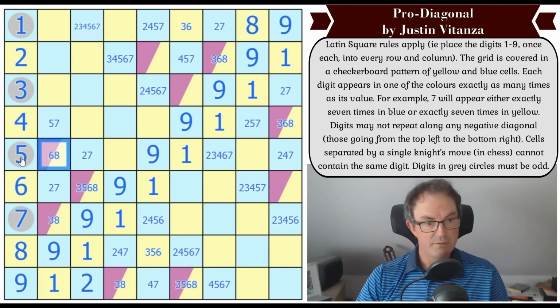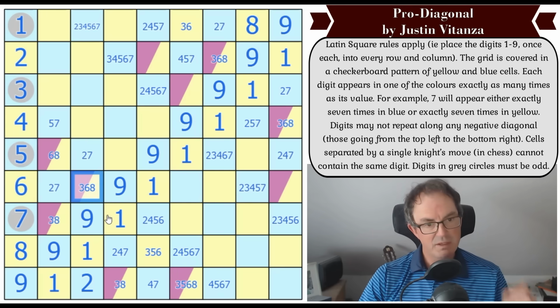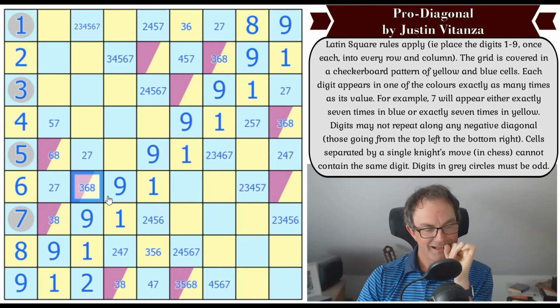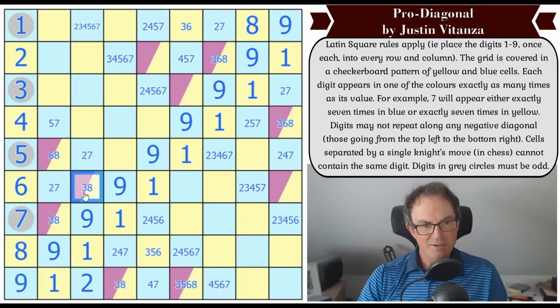That can't be 5. It just sees 5 in its row. And that can't be 5. It sees 5 by knight's move. No, so I don't know what to do. Oh, this is bizarre. It's absolutely bizarre. That can't be 6 because of the 6 here. It's Sudoku, isn't it? It is. Look at this. It's weird.